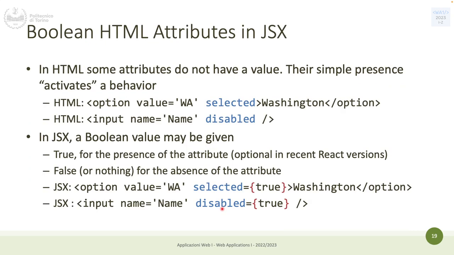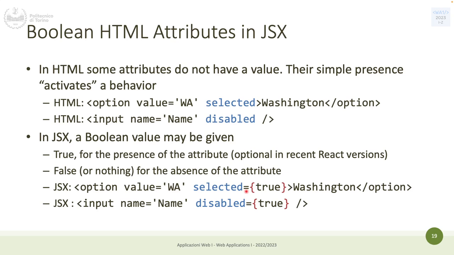What else? Some attributes in HTML don't have a value, like selected or disabled. In HTML, some attributes have a value, class equal, id equal, href equal. They must have a value, others don't. Selected, disabled, etc. In JSX, all of them can have a value and typically have. It's not mandatory, but typically they have. So selected, for instance, can be true or false, and disabled can be true or false. The absence of the attribute is considered false or nothing. But typically all of this is optional.